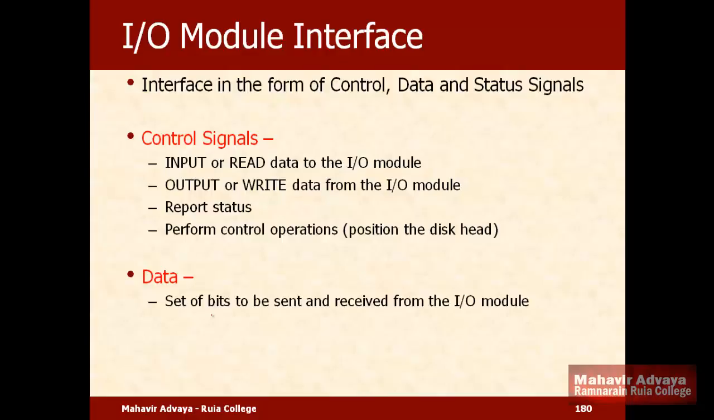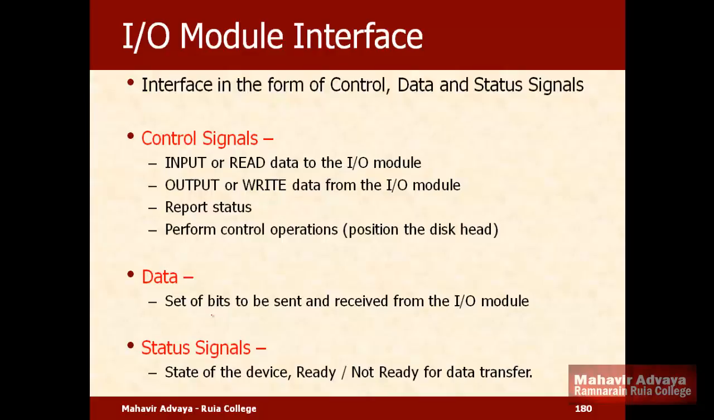Then you have data, the set of bits that is sent and received from the input-output module. So data is any data that is read and written into the input-output module. And the status signals indicate the status of the device, whether the device is ready or busy with some other activity. If the device is ready, then only the data transfer is done between the input-output module and the peripherals. If not, the data is not transferred between the input-output module and the peripherals.